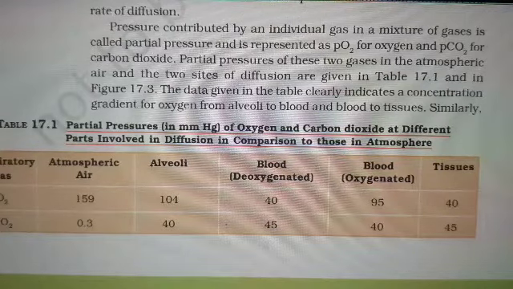For CO2, it is 0.3 in atmospheric air, 40 in the alveolar area, 45 in deoxygenated blood, 40 in oxygenated blood, and 45 mmHg in tissue. So based upon that, during inhalation the oxygen percentage will be more, and after the catabolic pathways at the tissue level, the CO2 level will obviously be more compared with oxygen. So we need to remember the percentages of oxygen as well as CO2 during inhalation and expiration. Based upon that, we can guess the answer in the competitive exam.